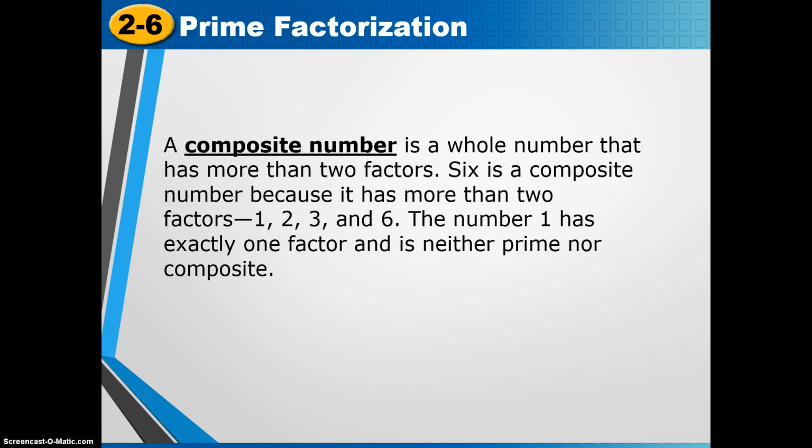A composite number, on the other hand, is a whole number that has 2 or more factors. So 6 would be a fairly easy example of a composite number because it's got factors of 1 and 6, because 1 times 6 is 6, as well as 2 times 3, because 2 times 3 is also 6. So all 4 of those numbers are factors, which makes it a composite number.